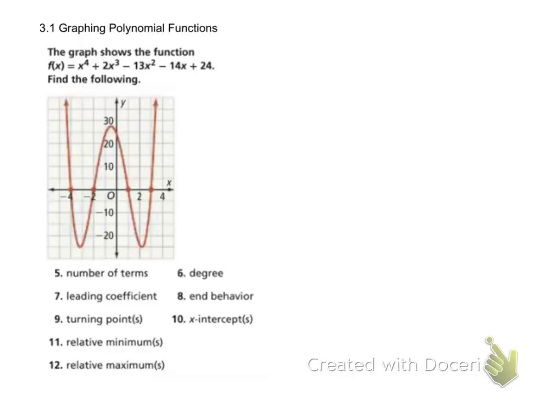All right, first question here. The graph shows the function f of x equals x to the fourth plus 2x cubed minus 13x squared minus 14x plus 24. So there are how many terms? Five. Good. What is the degree of that polynomial? 4. Good. What's the leading coefficient? 1. Good. All right, remember the degree, it's quartic.